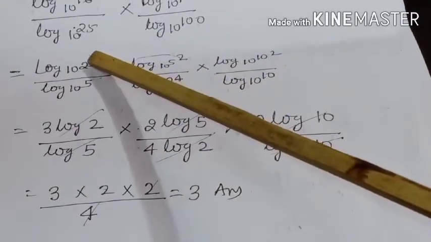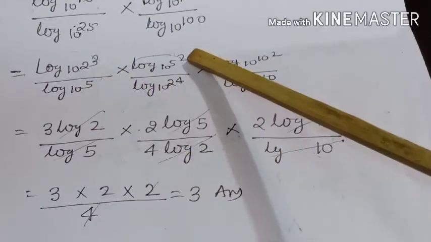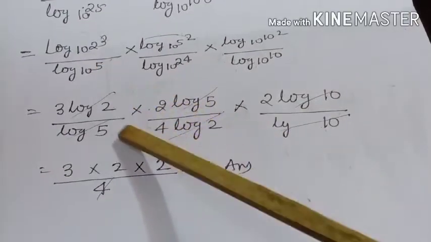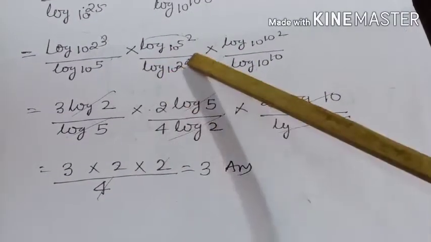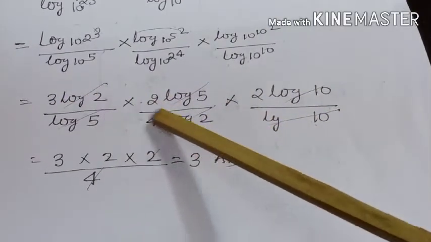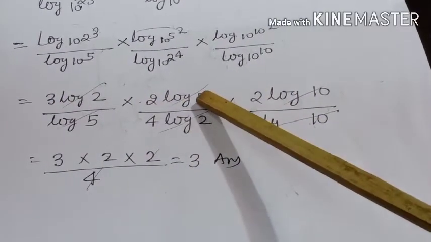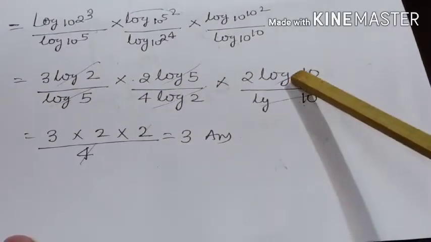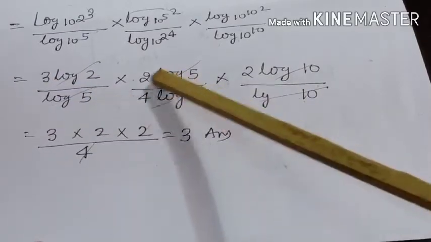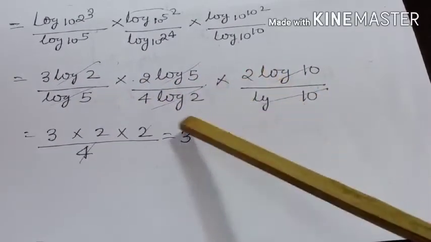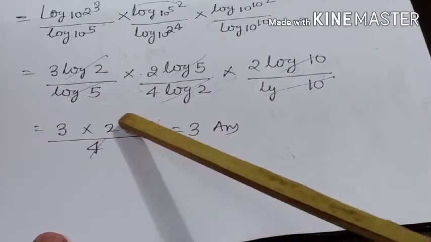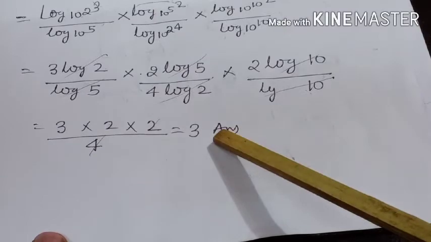Now following the power law, this 3 is shifting here, this 2 is shifting here, this 2 is shifting here, this 4 will be shifted here. So it will become 3 log 2 to the base 10. It will become 2 log 5. It will become 2 log 10. This one is copied. This can be written as 4 log 2. This will be written as log 10. So what will happen? This log 2 is cancelled by this log 2. This log 5 is cancelled by log 5. And this log 10 is cancelled by log 10. So what will be left? This 3 from here, this 2 from here, and this 2 from here, and here 4 is left. So 4 is cancelled by this 2 into 2. So 4 and 4 are cancelled. So your answer is 3.